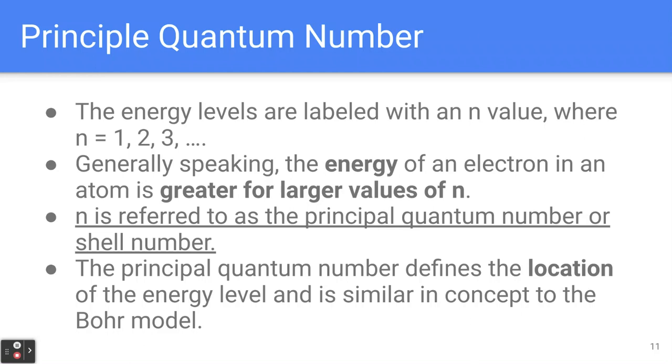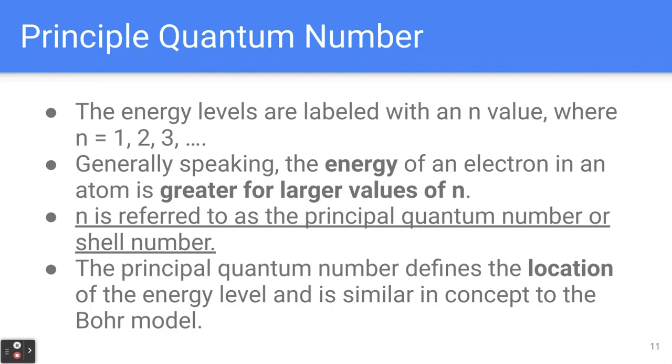So the energy levels are labeled with an n value, n just meaning a number, where that n has to be 1, 2, 3, all the way up to 7. And so generally speaking, the energy of an electron is greater for the larger numbers of n. So the energy of an electron that is in level 3 is higher than an electron in level 1. And so that n is referred to as the principal quantum number or the shell number. And that really defines the location of where it is on an atom.